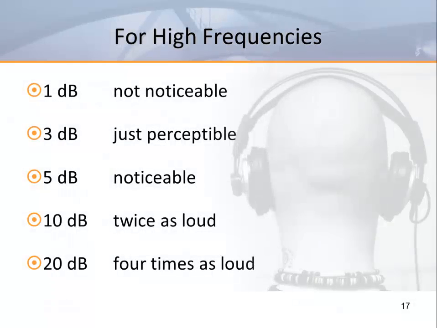Our ears aren't perfect listening devices. When it comes to high-frequency sound, a difference of 1 decibel in sound level is not noticeable, and a difference of 3 dB is just perceptible. However, we can easily distinguish a difference of 5 dB. A difference of 10 dB sounds twice as loud, and a difference of 20 dB sounds 4 times as loud. This means that 90 decibels sounds twice as loud as 80 decibels when we're talking about our perception of high-frequency sound.